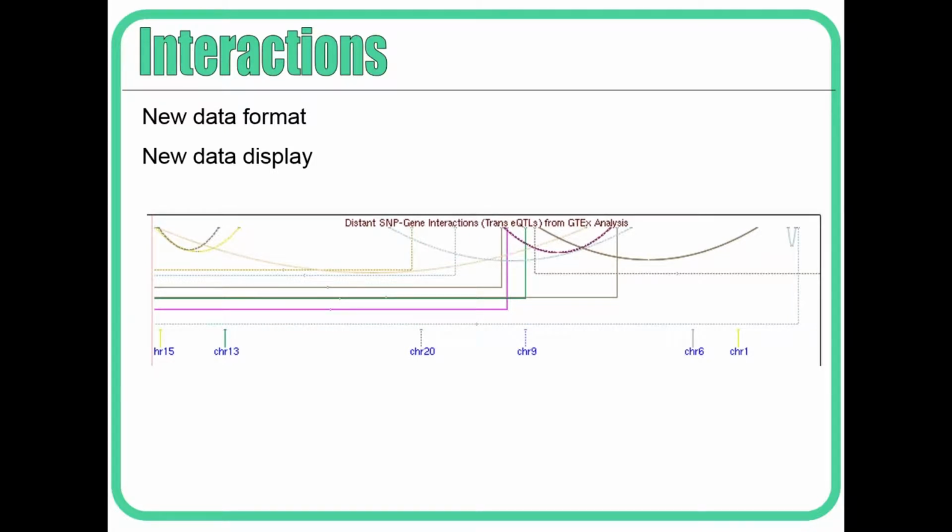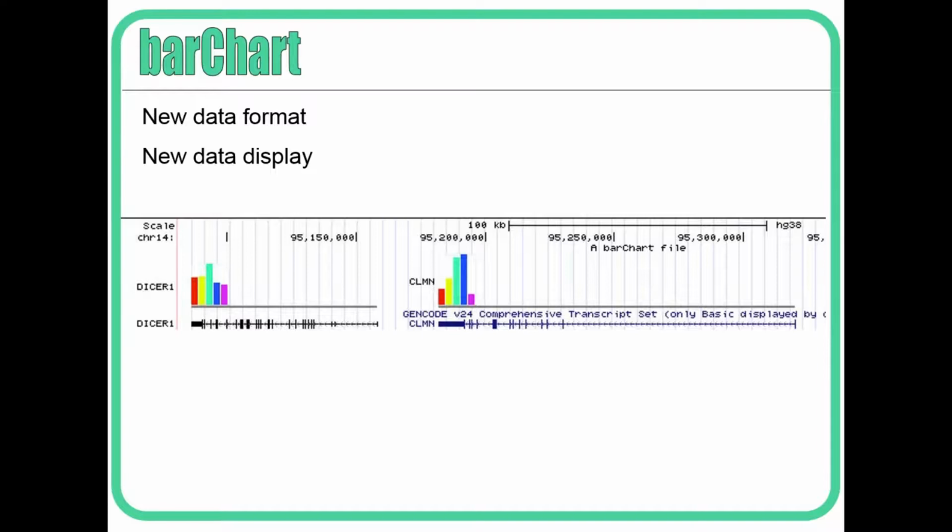We also have a new feature called bar chart, which came out of the engineering done for the GTEx project. The bar chart lets you show the expression level of a particular gene. The CLNN gene here, for example, might be expressed at different levels in different tissues. And so you can show all those data together at one location on the browser.